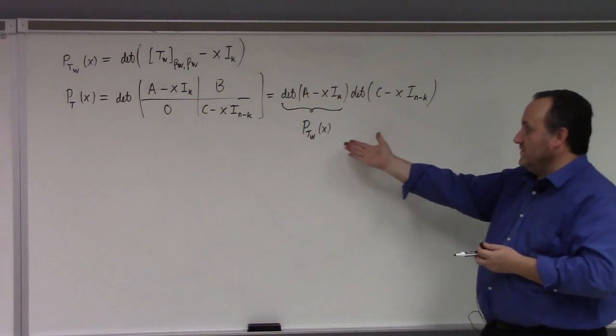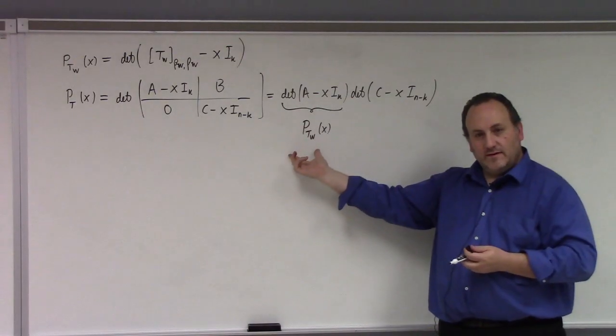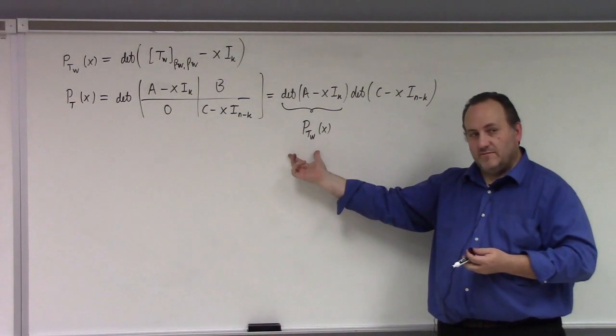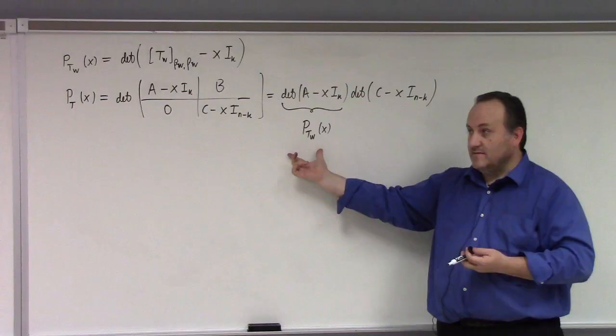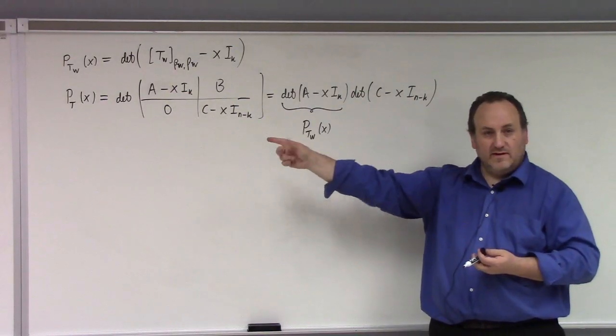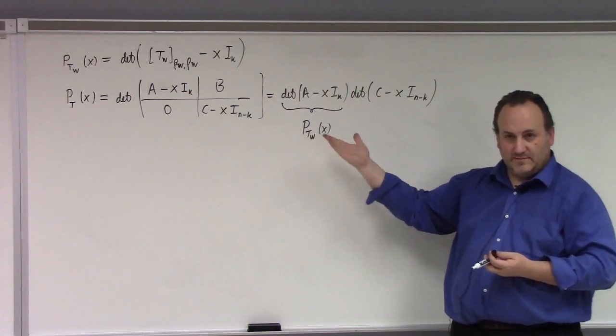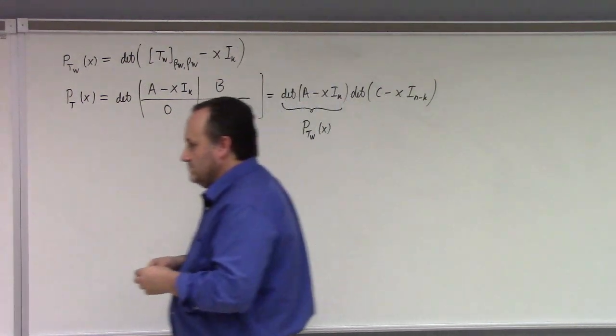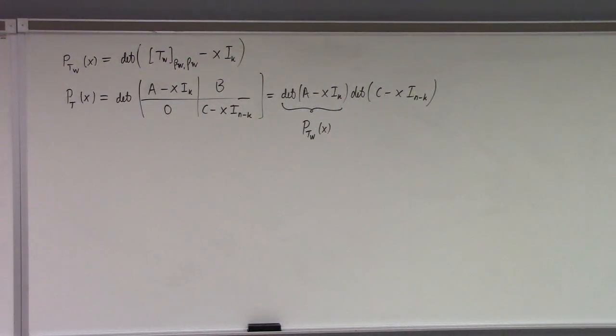So what does this show? It shows you that the characteristic polynomial of T sub W divides the characteristic polynomial of T. It's a factor, right? So that's what we mean. All right. So we got that.